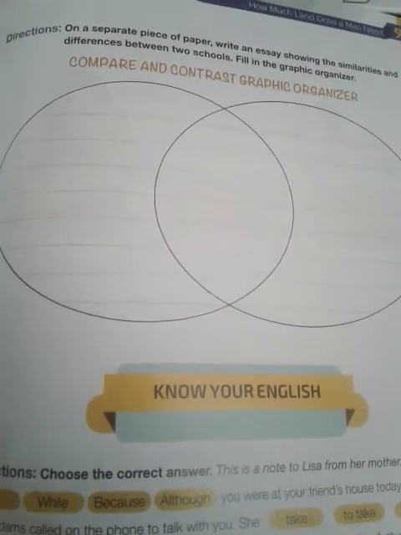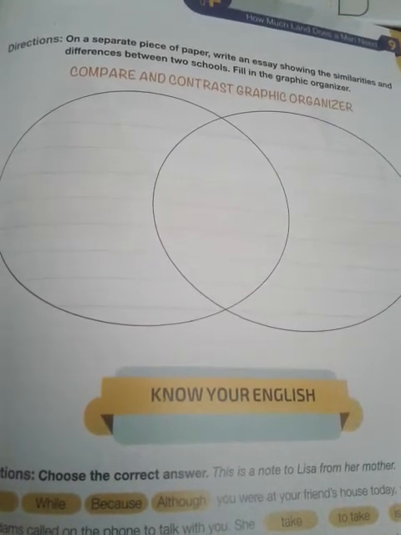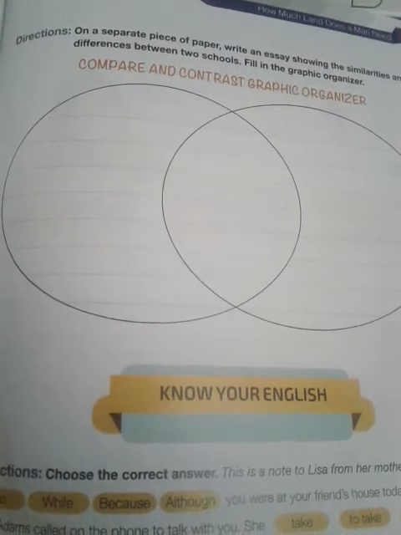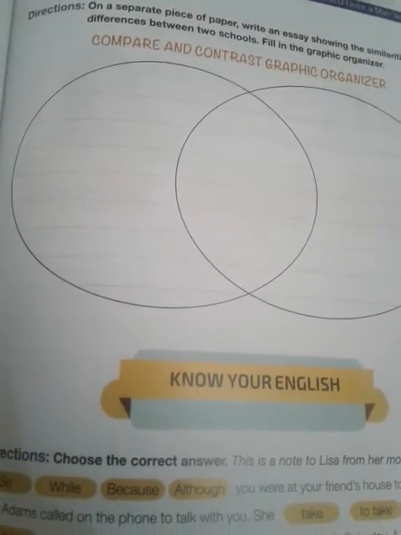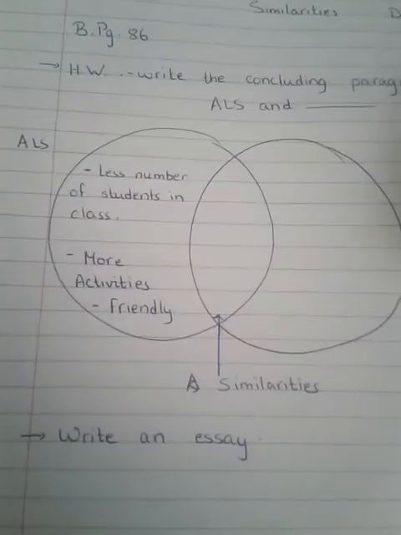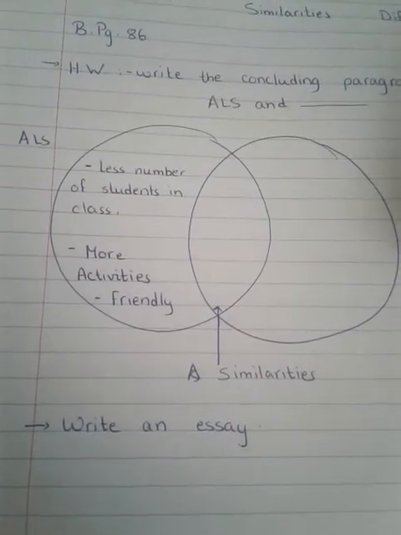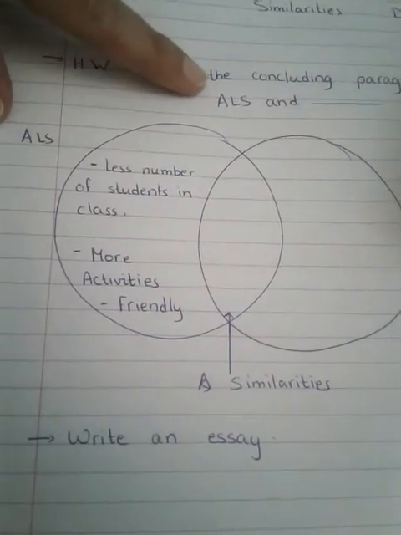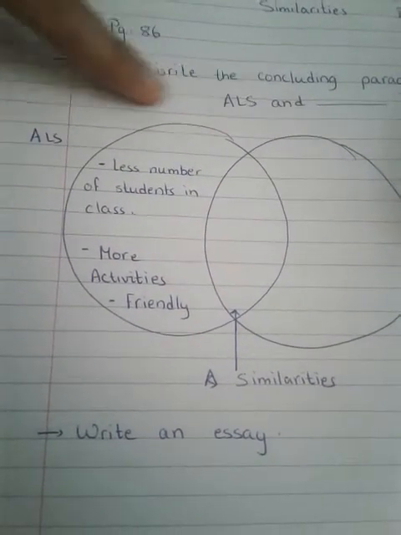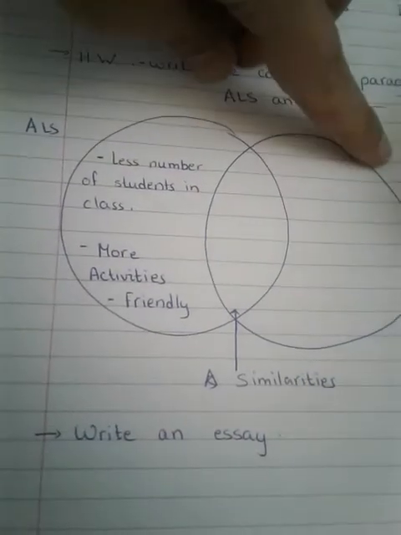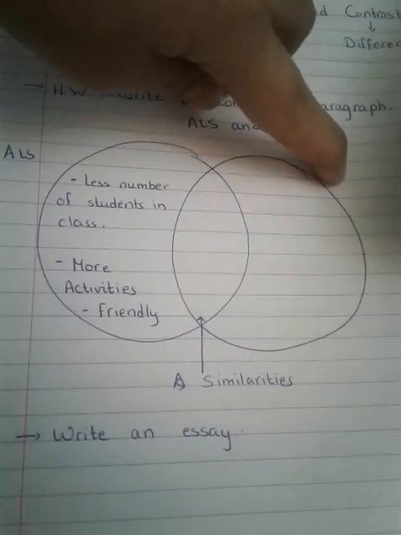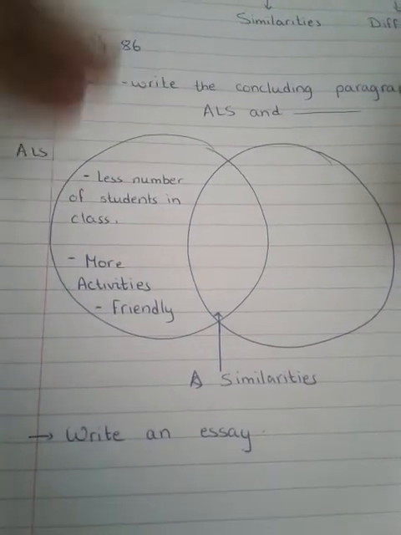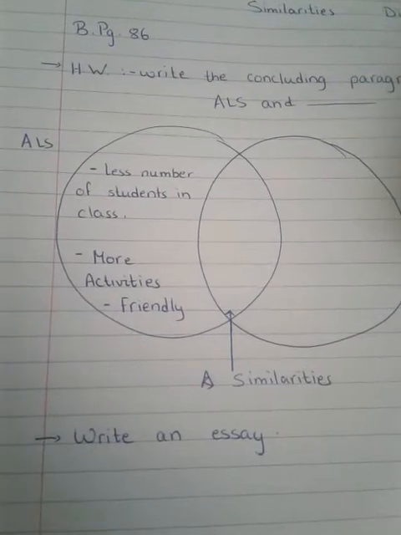In addition to writing the concluding paragraph, you will have to write an essay this week showing the similarities and differences between two schools. And you have to fill in the graphic organizer. For example, I chose American Lebanese school, and it's up to you whatever other school you want to choose. So let's see. We've got the title. I've got ALS over here. Choose another school here. It's of your choice. Surprise me.